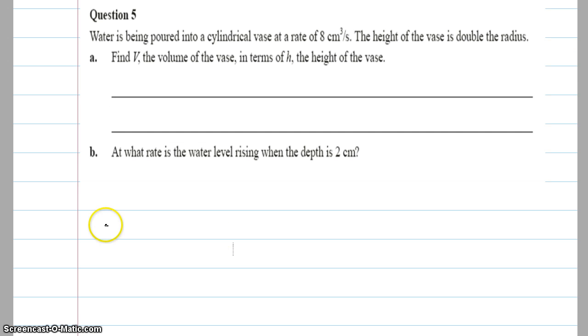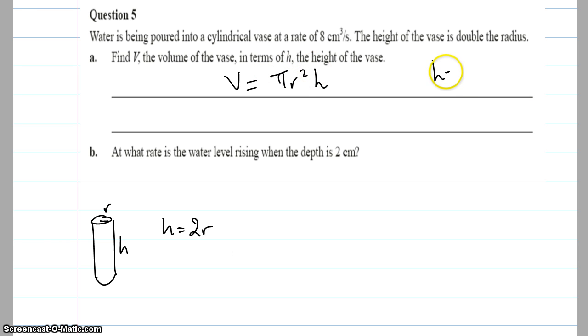So essentially what we've got is something that looks like this. We know that the height is actually double the radius. So if this is the radius, I know that the height is 2 times the radius. The volume of any cylinder is pi r squared height. But I also know that H equals 2r.